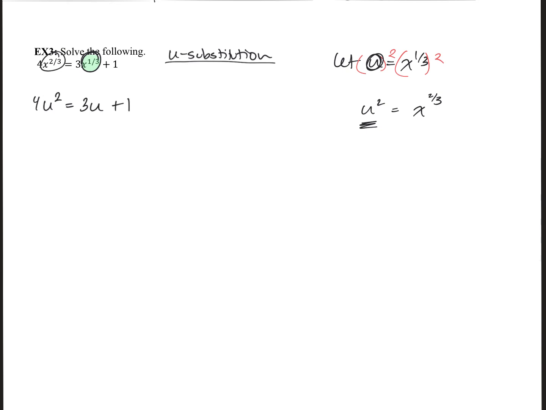Now, does this look quadratic? It does. Even though it's not x, we still have that variable squared. So now this is in quadratic form. So let's go ahead and solve this like a quadratic. I'll subtract that from both sides. So negative 4u squared plus 3u plus 1. Once again, I don't like working with negatives. So I'll go ahead and divide out by negative 1.